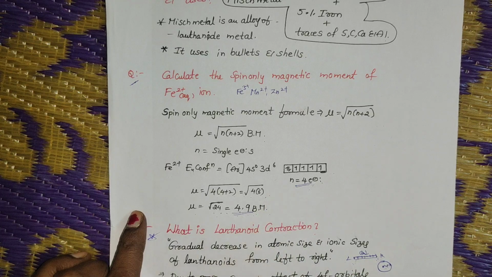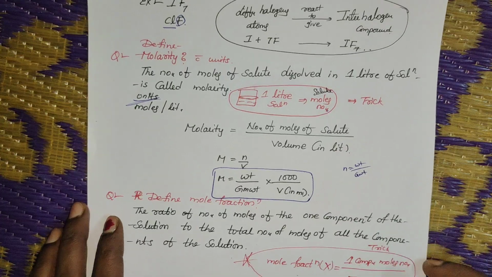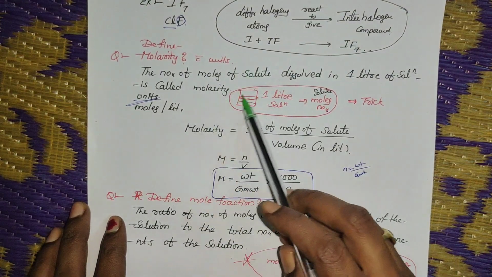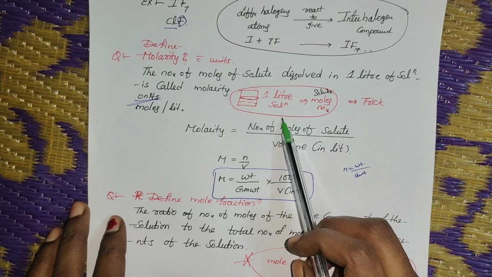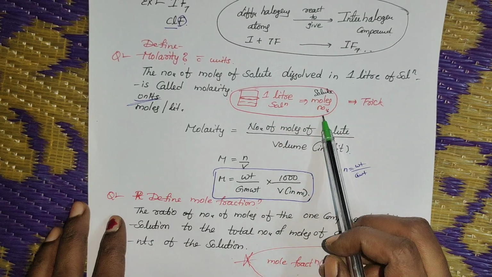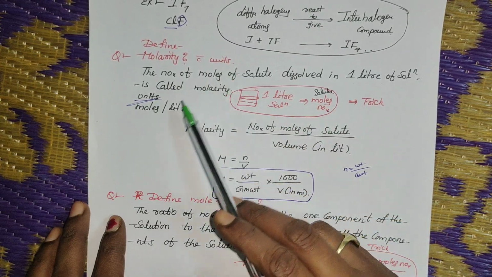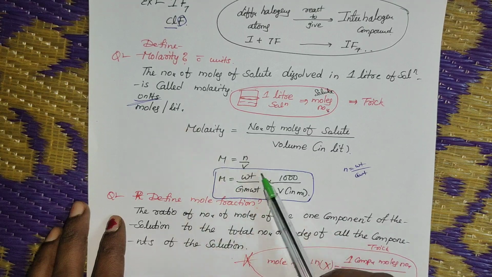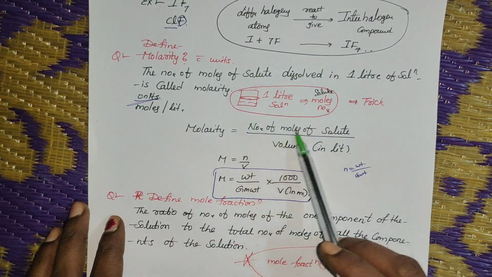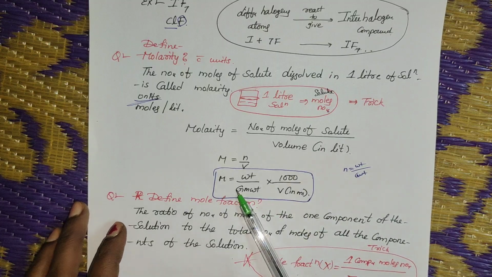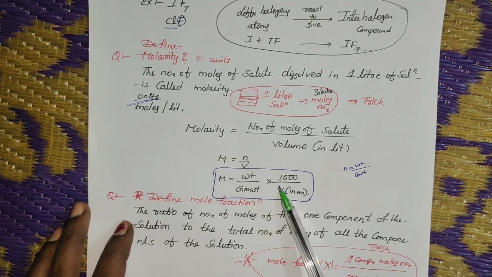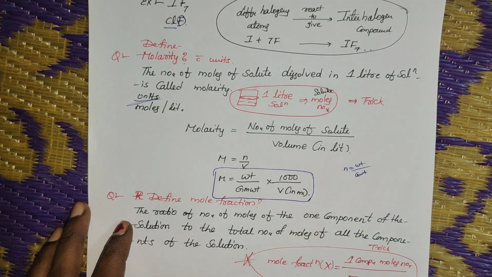How much is the value, beta? 4.9 Bohr magnetons. Next, check the molarity formula. The number of moles of solute dissolved in 1 liter of solution is called molarity. Simple: 1 liter of solution containing that many moles of solute is known as molarity. Molarity units are moles per liter. Molarity equals number of moles of solute by V, nothing but volume. So finally we have the molarity formula: weight by gram molecular weight into 1000 by V in ml, right?